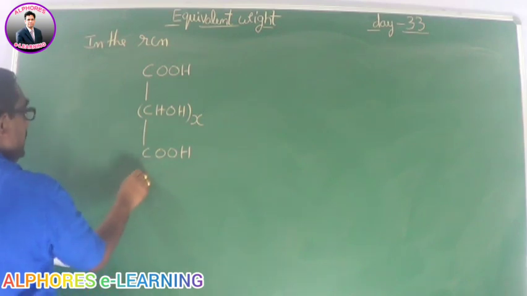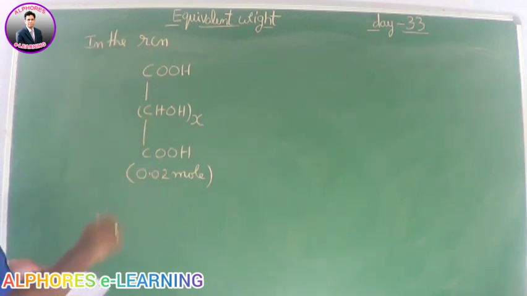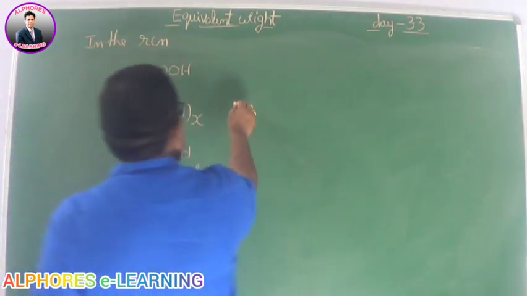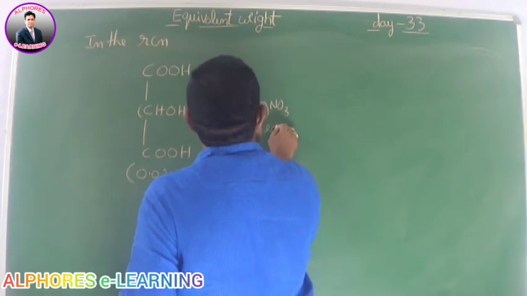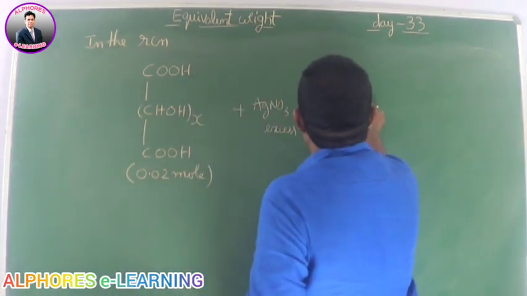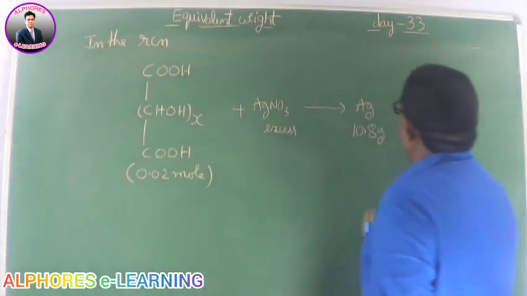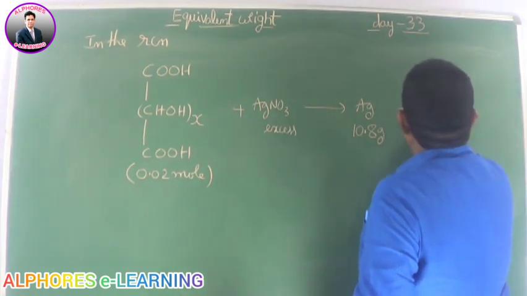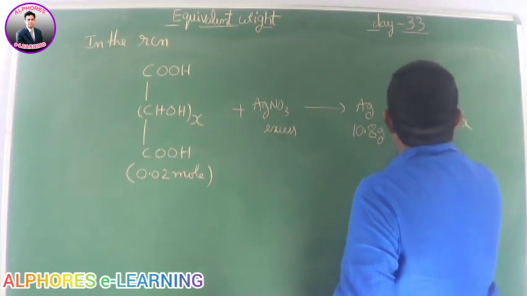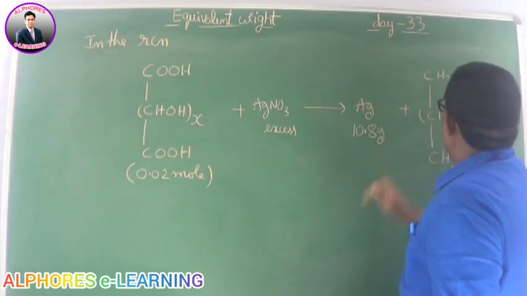RCHO, he has given 0.02 mole. This is a compound, a reactant. Silver nitrate he has given in excess, and it changes finally into silver, 10.8 grams for silver data he has given, plus another compound he has given: CH3, CH2 taken X times, CH3. Right.